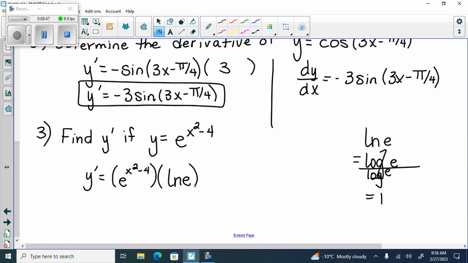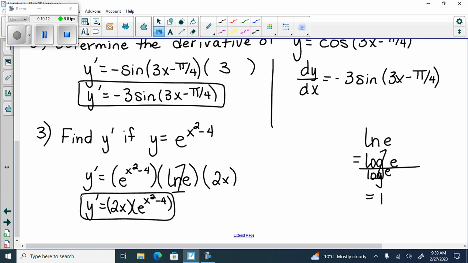So I never skip this step, because I don't want you to skip it when it's not me. Because it's all the same. Numerical base, variable exponent, chain rule. 3 chains. Okay? And then the third chain is going to be the derivative of the exponent, which is 2x. And they'll often rewrite it as 2x e to the x squared minus 4.